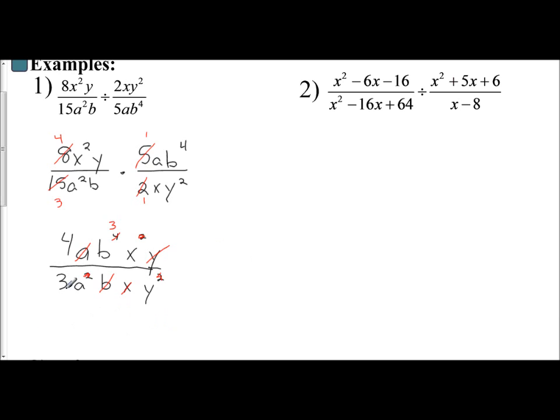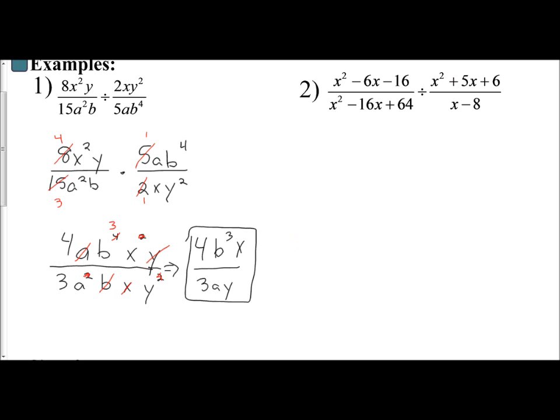So my final answer here is I have a 4b cubed x left on the top. I have a 3ay on the bottom. And there is my dividing of rational expressions, the answer completely simplified.